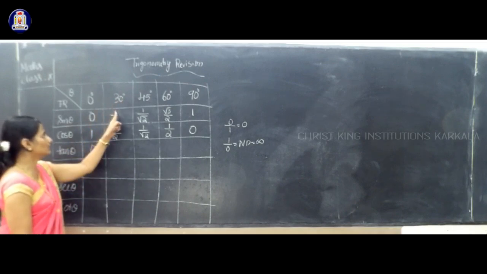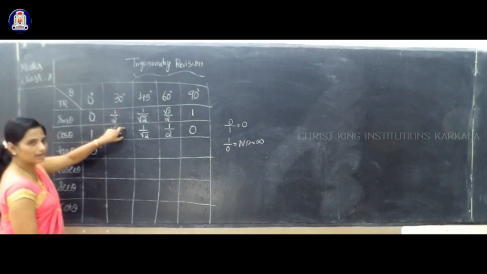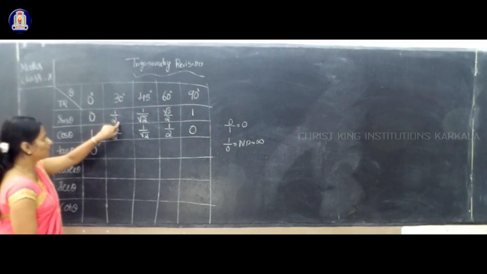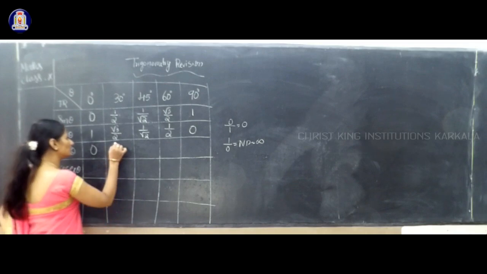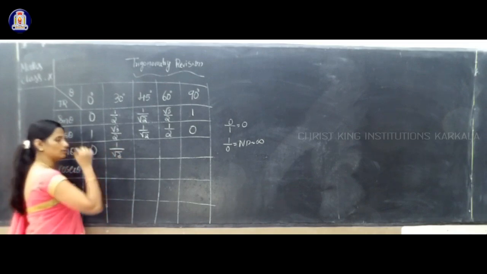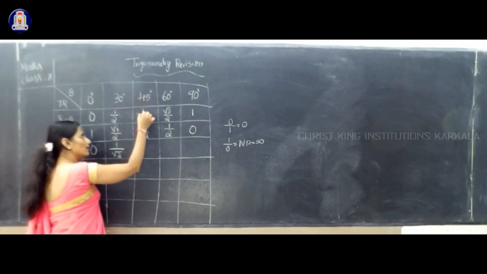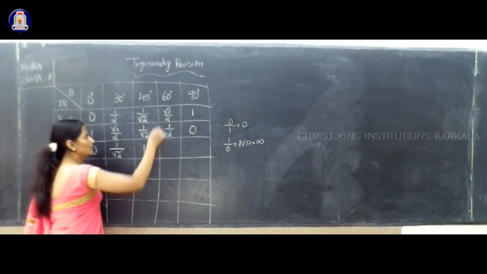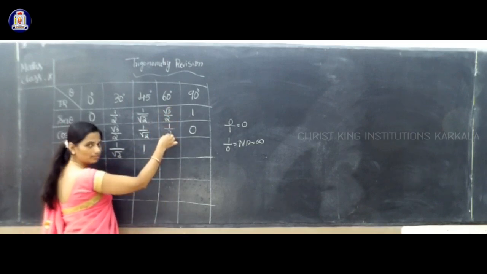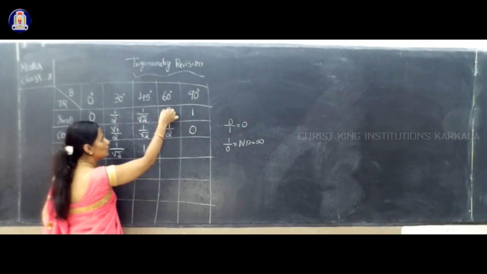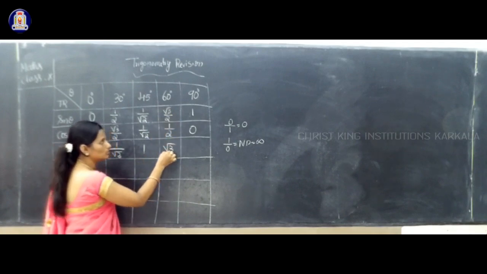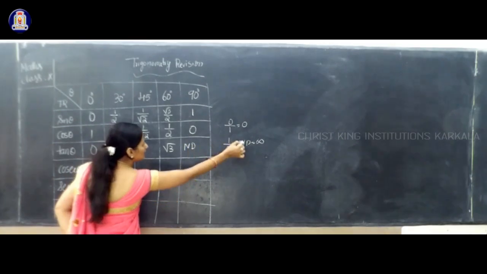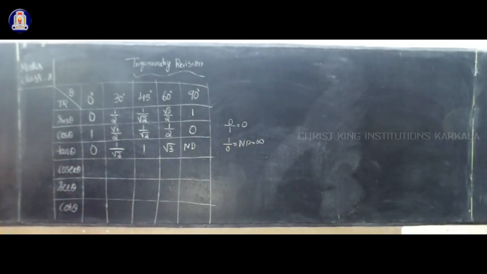Tan 30 is 1 by 2 divided by root 3 by 2. I explained this in your regular class. So 1 by 2 divided by root 3 by 2 gives 1 by root 3. Right? Next, 45: 1 by root 2 divided by 1 by root 2, the answer is 1. Next, root 3 by 2 divided by 1 by 2. The 2 and 2 cancel, so root 3 by 1 is root 3. And 1 divided by 0 is not defined, or you can write infinity. Both are the same. So you got the tan values.